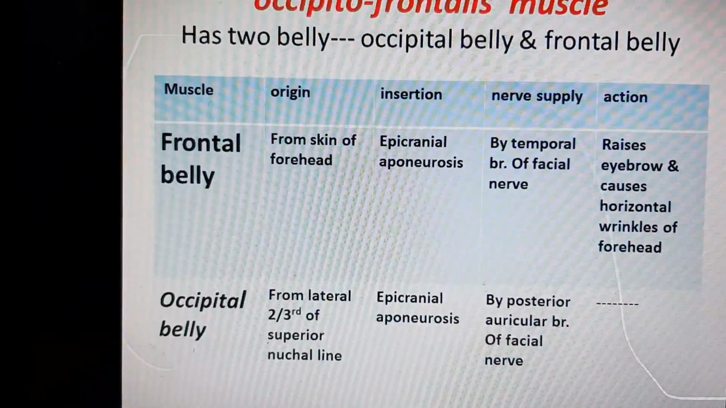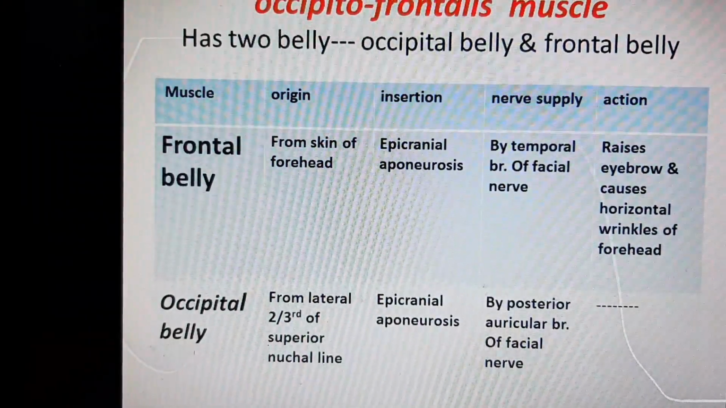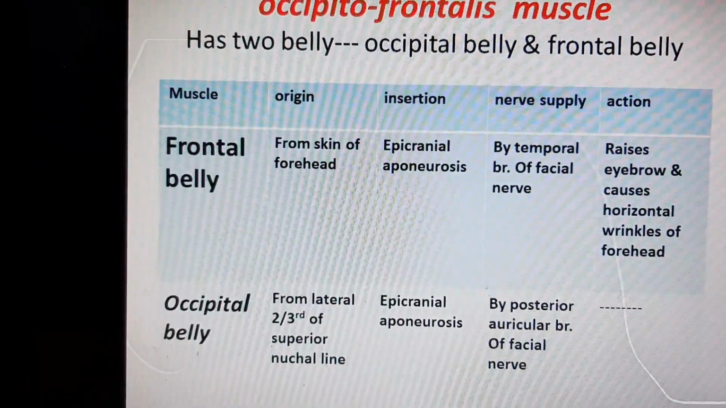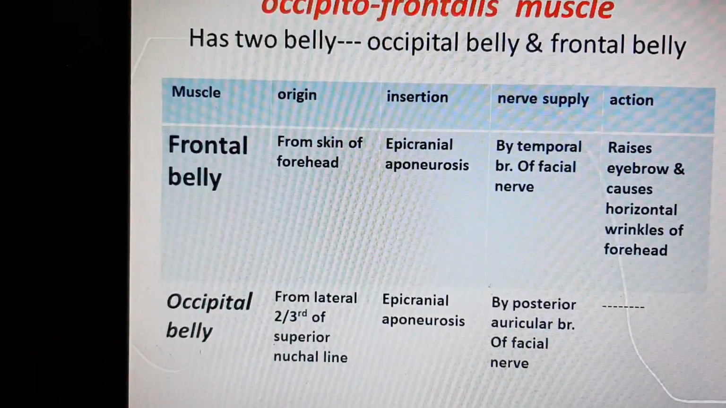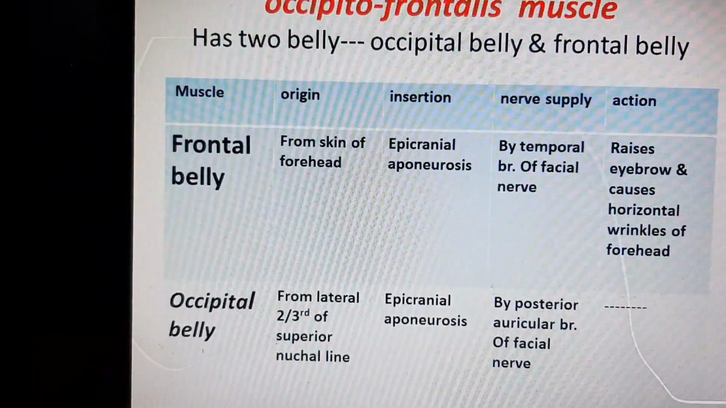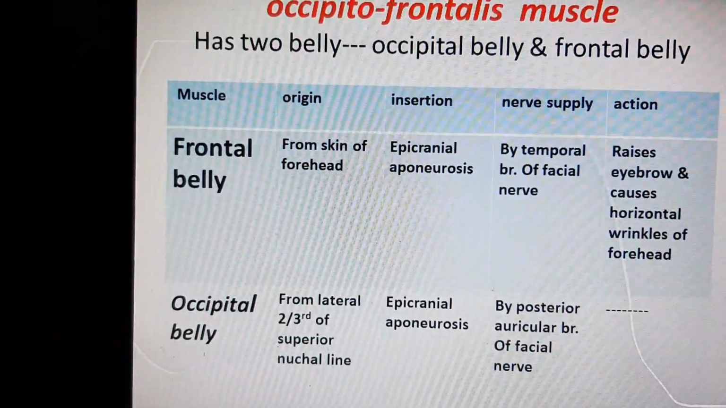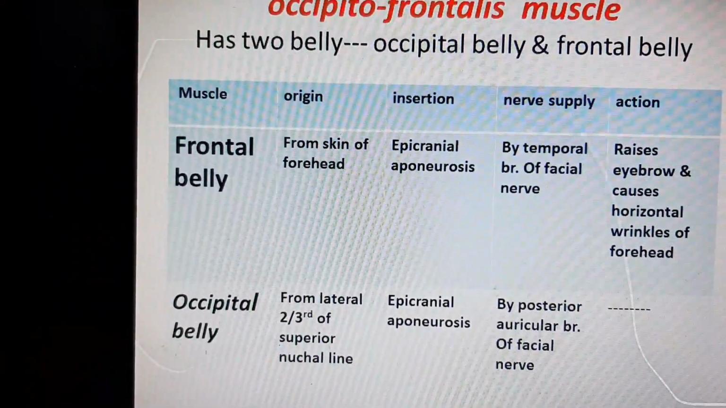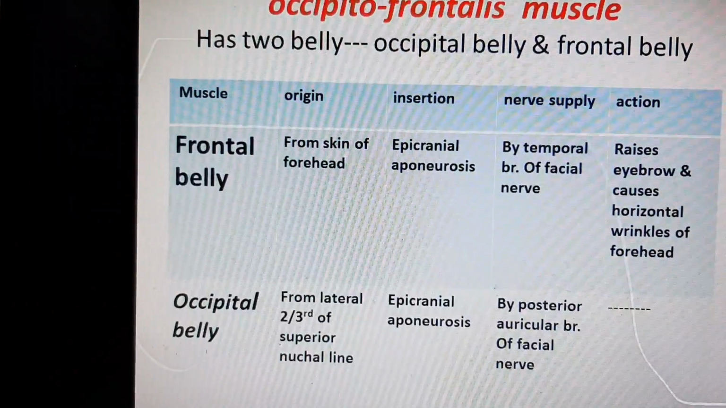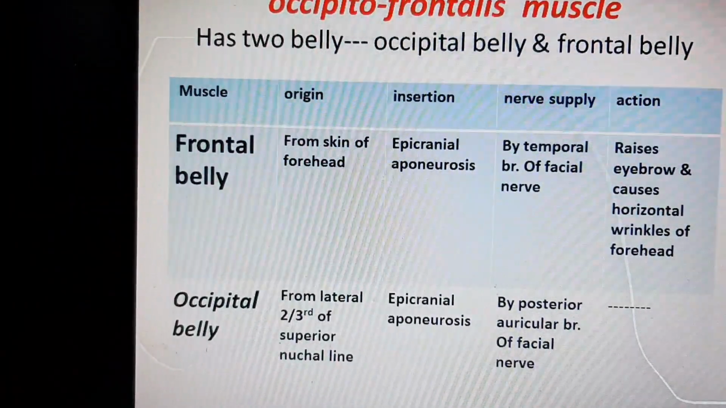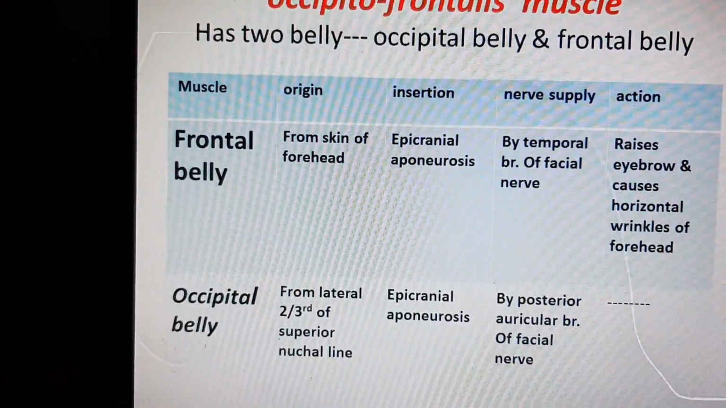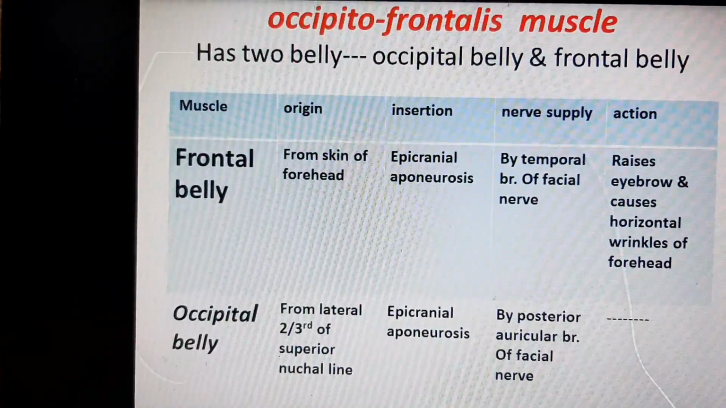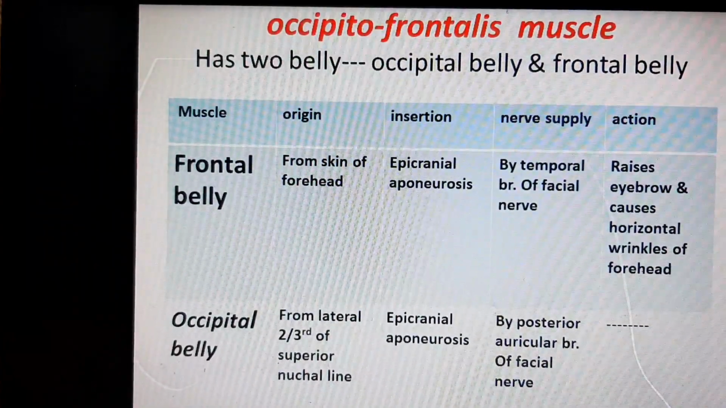In case of paralysis of the facial nerve or paralysis of the frontal belly, there is disappearance of the horizontal wrinkles from the forehead. Now coming to the occipital belly. It arises from the lateral two-thirds of the superior nuchal line and is inserted into the aponeurosis. It is supplied by the posterior auricular branch of the facial nerve. So the occipitofrontalis muscle as a whole is supplied by branches from the facial nerve.